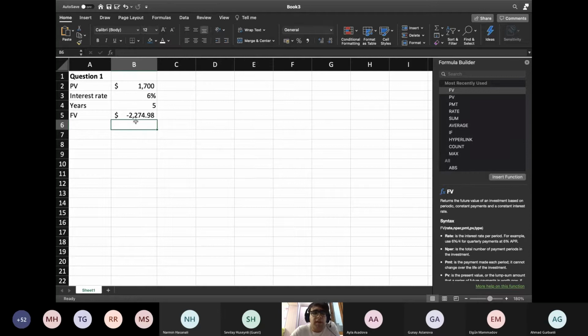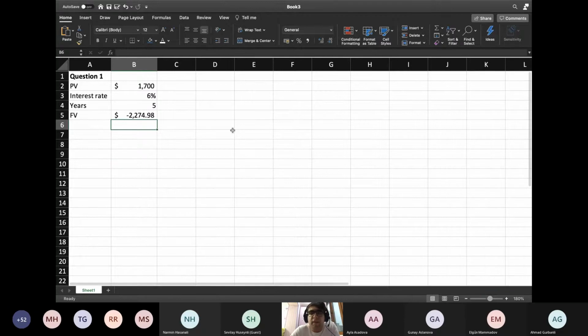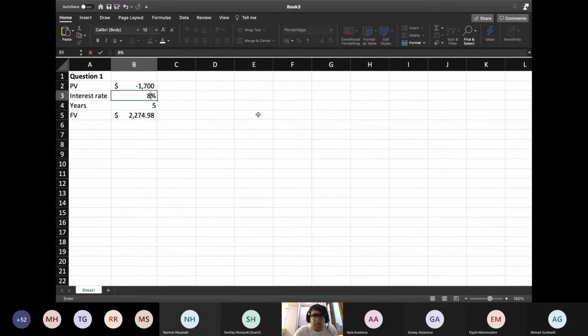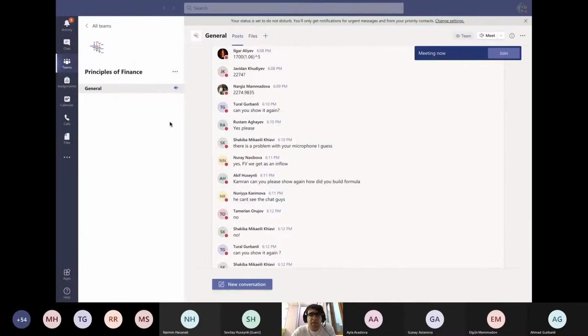Again, this minus sign is not a negative number. It shows cash outflow. Or you can give a minus sign here, and future value will be positive. And you can change the interest rate from here, the number of periods here. The future value will be calculated automatically. In our case, it was 6% and 5 years. I hope it's clear.